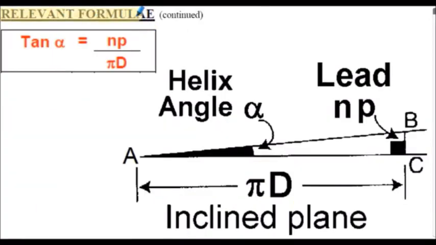Relevant formulae continued. Tan of angle alpha, being the helix angle of the inclined plane, is equal to the lead of the thread per one revolution, number of starts times the pitch, shown here from B to C, divided by pi d. Pi d is the circumference of one revolution of the thread, or equivalent to the inclined plane, shown here.